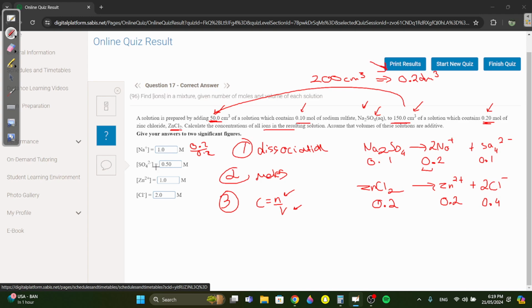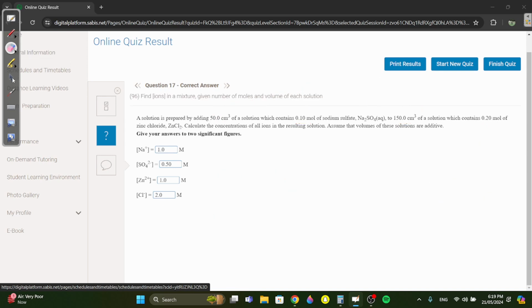Which is 1. SO4 2 minus is 0.1 over 0.2. You get 0.5. Zn2 plus is 0.2 over 0.2. You get 1. Cl minus is 0.4 over 0.2, which is 2. Okay, easy. Question 18.